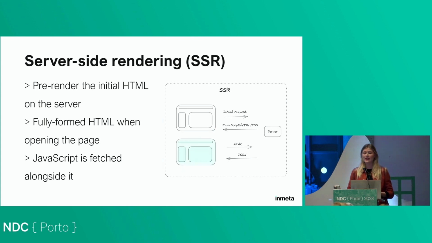This brings us to SSR, which combines the advantages of MPA and an SPA. So instead of generating the entire application on the client from the JavaScript bundle, server-side rendering means that you can pre-render the initial pages on the server and then send them on demand. So this lets the user go to a URL and instantly see a fully formed page with components. And then the JavaScript required to interact with the page is sent alongside the HTML.